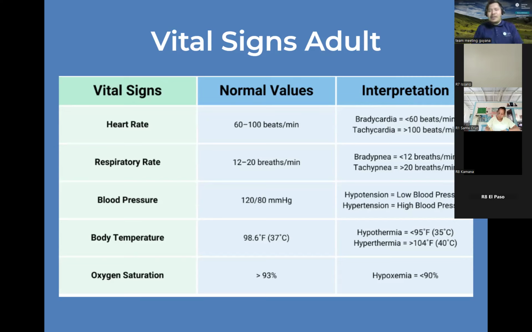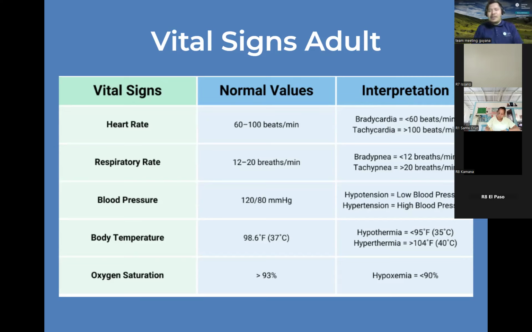The normal body temperature for an adult should be 98.6 degrees Fahrenheit or 37 degrees Celsius. Anything below 95, we'll term it hypothermia. Anything above 104 degrees Fahrenheit is known as hyperthermia. A normal patient's oxygen saturation should be above 93%. Anything below 90% is known as hypoxemia or low oxygen levels. Right? So you must know these different values in order to determine when a patient's vital signs are abnormal.